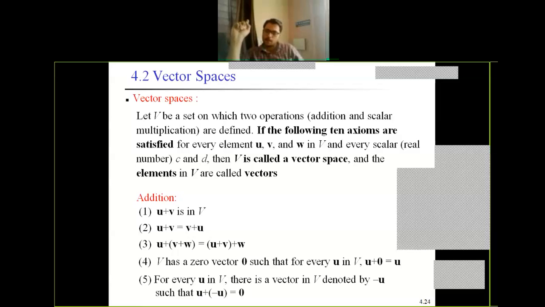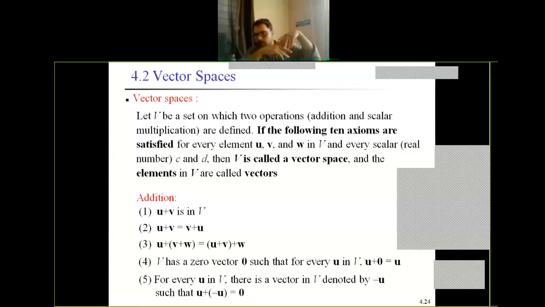And please remember that if zero vector identity, or we can say additive identity, is not satisfied, if the fourth axiom is not satisfied, then the fifth axiom cannot be satisfied. Please remember, because u plus minus u should have the answer zero vector.